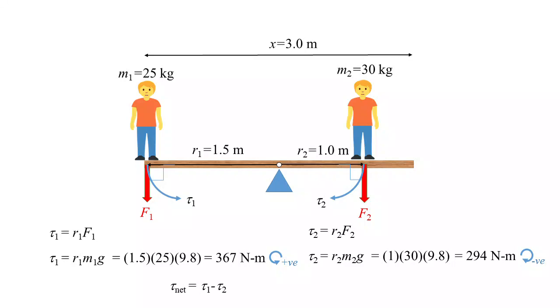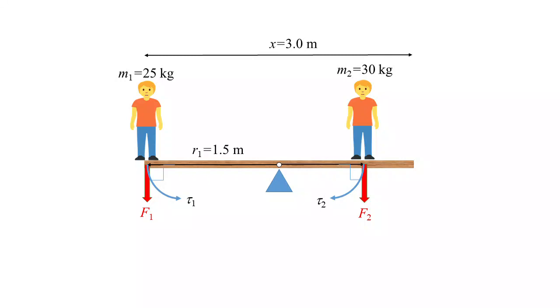So our net torque will be positive tau 1, since tau 1 rotates in a positive direction, minus tau 2, since tau 2 rotates in the negative direction. Putting the values gives us 367 Newton meters minus 294 Newton meters, or 73 Newton meters. The positive answer indicates that the net torque is in the positive counterclockwise direction. In other words, child 1 produces a greater torque than child 2, so his torque will dominate.